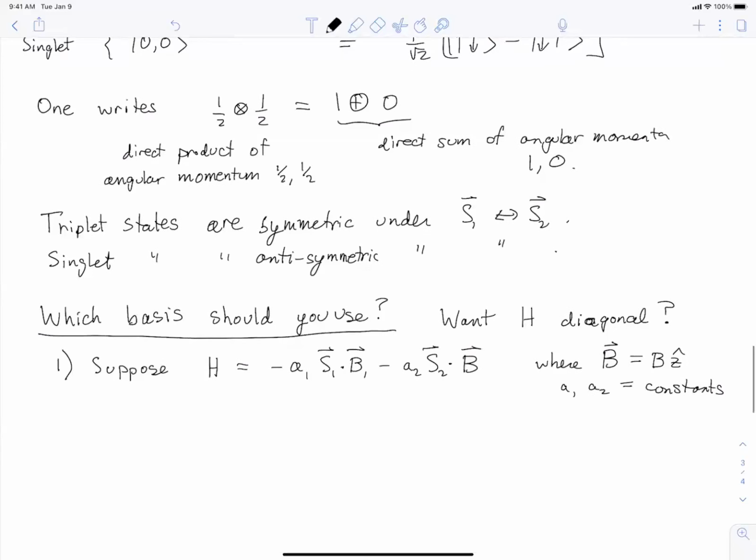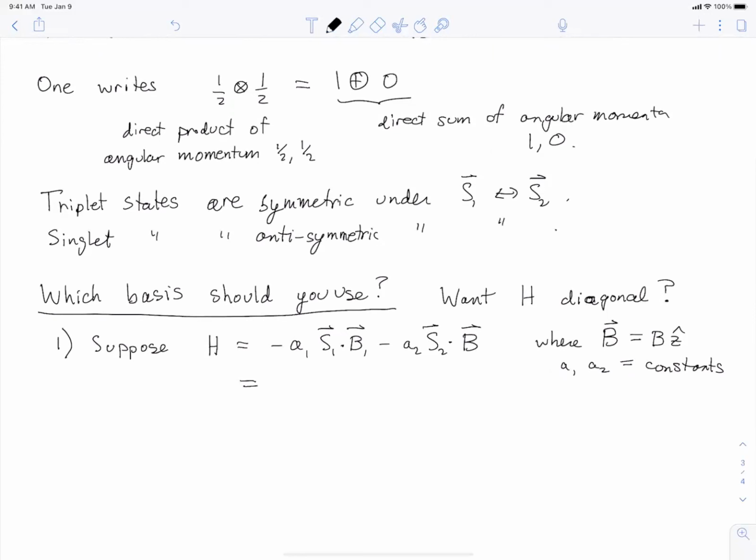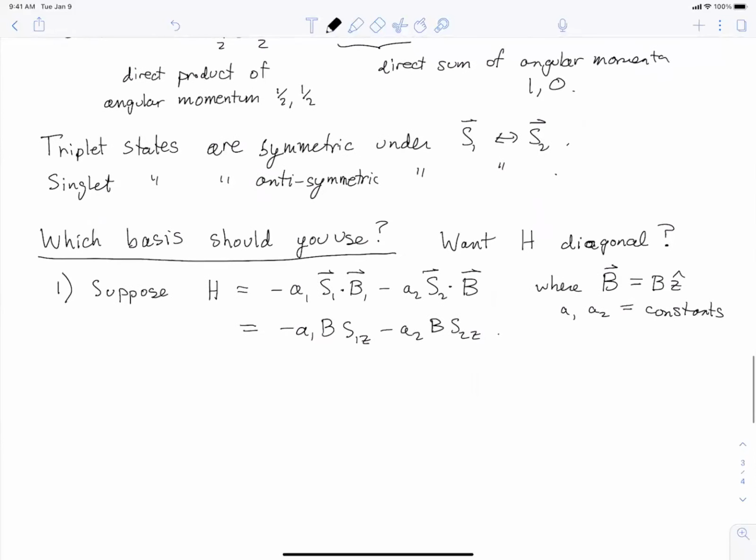Okay, but if this thing is pointing in the z-hat direction, and we might as well choose our coordinate systems to make it point in the z-hat direction, then this is going to be minus A1 times the magnitude of B times S1z minus A2, whatever that constant is, times the magnitude of B times S2z. Okay, so this is going to be diagonal in the product basis.